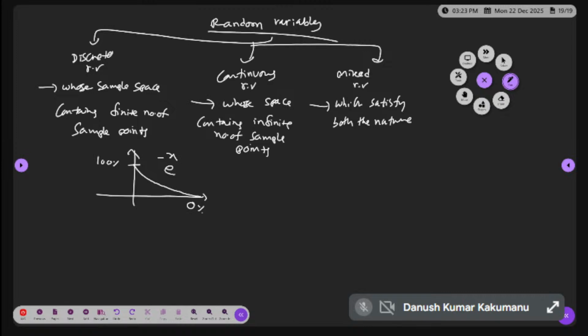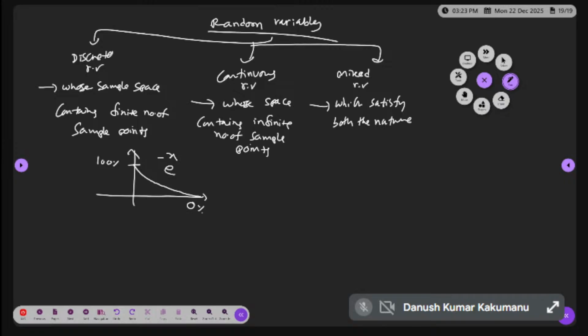Mixed random variable means all of you understood, which satisfies both the natures of what? Continuous and discrete. What are the types of random variables? Discrete, continuous, mixed. Everyone understood? Discrete means finite sample points, continuous means infinite, and this is both.